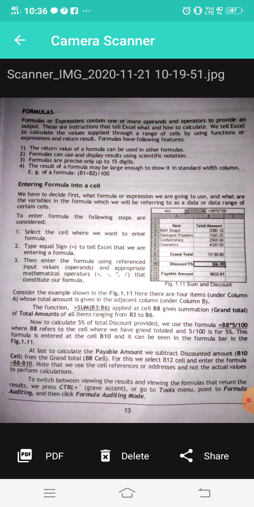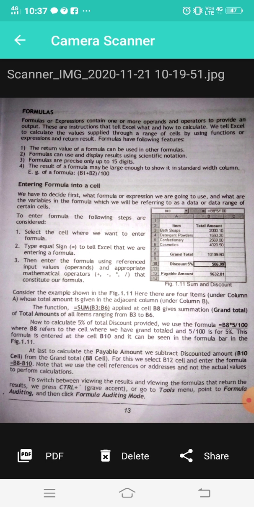The fourth one: the result of a formula may be too large to show in a standard width column. For example, a formula B1 plus B2 divided by 100. Here B1 and B2 are the two operands which we operate on with the help of the plus operator. Next we are going to see how to enter a formula into a cell.